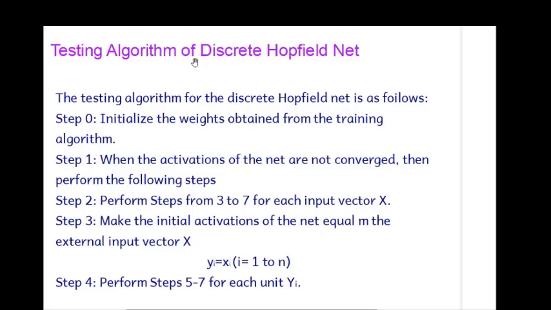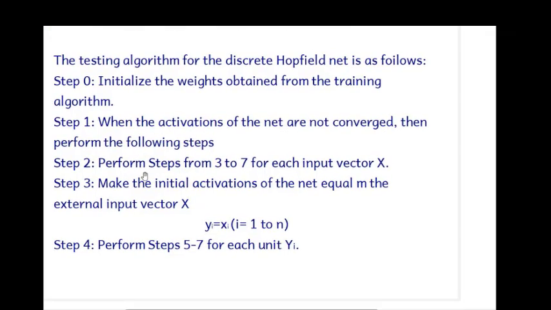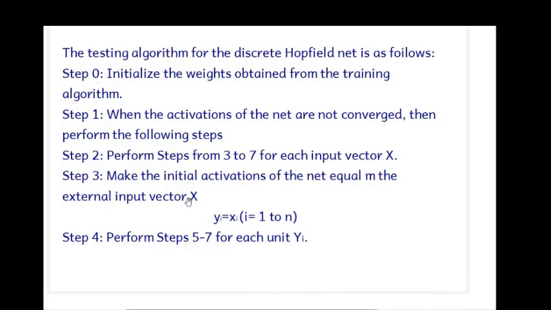Then the testing algorithm. That was the training, now we have to test. The testing algorithm for the discrete network is as follows. Step 1: initialize the weights obtained from the training algorithm. Whatever weights we have got from training, we initialize those weights. While the activations of the net are not converged, perform steps 3 to 7 for each input vector x. Make the initial activation, we set the inputs of the net equal to the external input x.